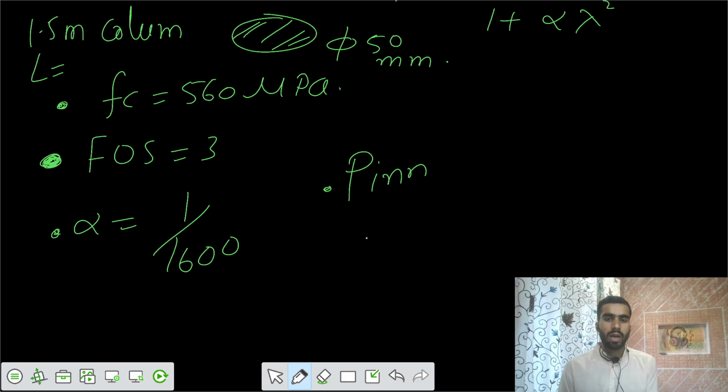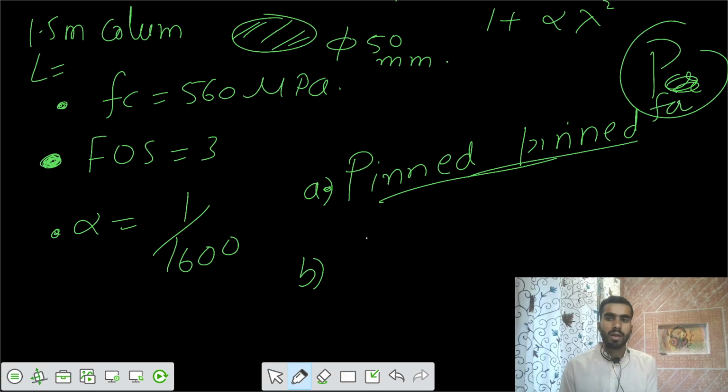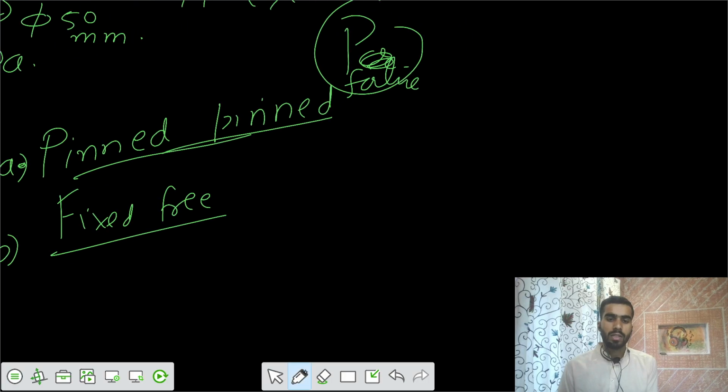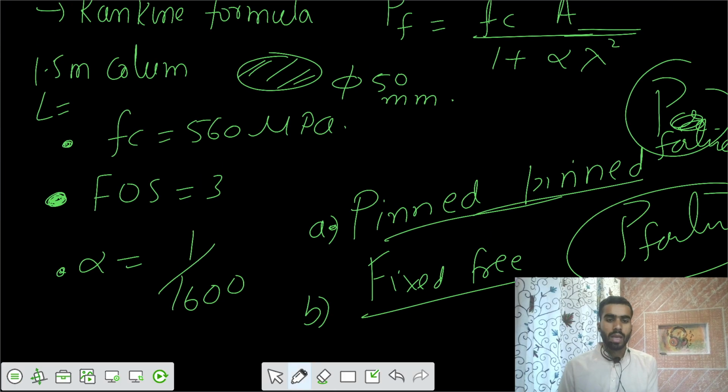We have two cases. If both the ends are pinned, then you have to say what is the value of PCR, or we can say P failure load. And if one was fixed, one was free condition, for this condition and for the other condition, we have to say what is the failure load. Or actually, if you're talking about that, we have factor of safety also.